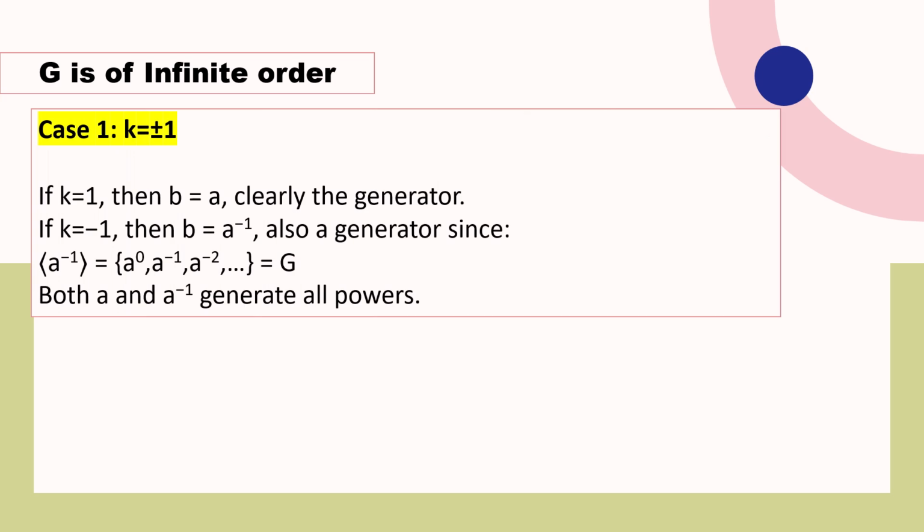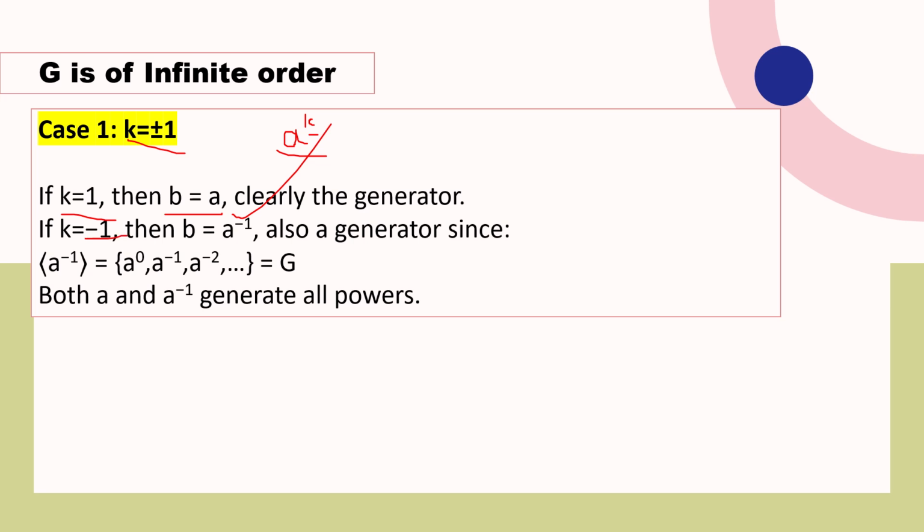First case, let's suppose k is equal to plus 1 or minus 1. If k is equal to 1, then B is equal to A. Clearly the generator. How? Because we are saying B is equal to a raised to k, so you put k is equal to 1, you get a raised to 1, which is A. So this A is equal to B. So that's one generator.